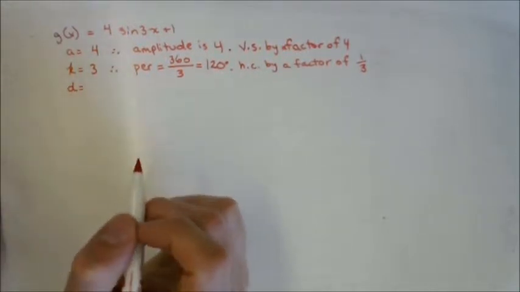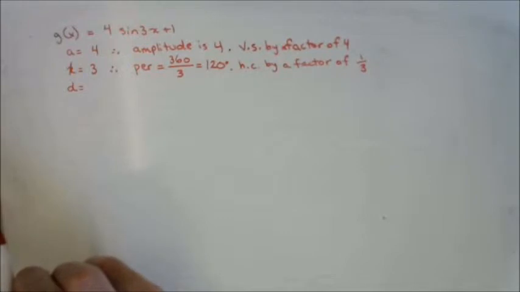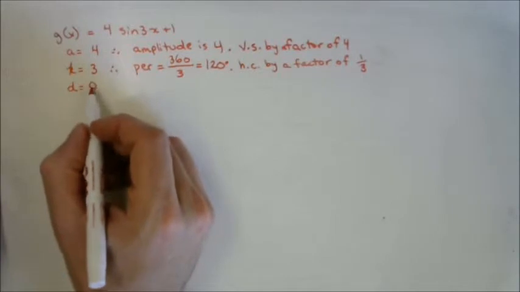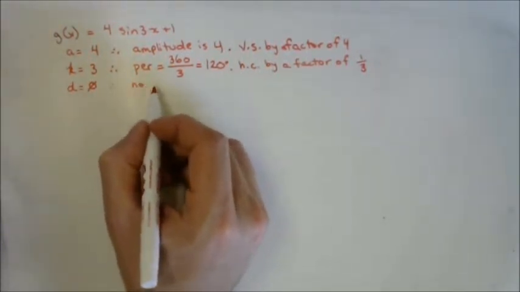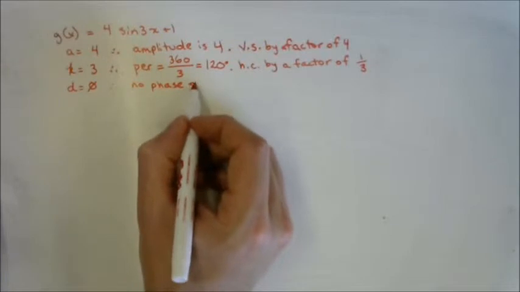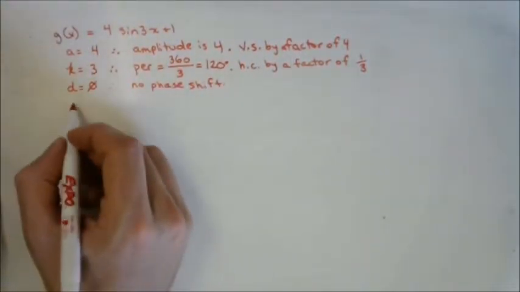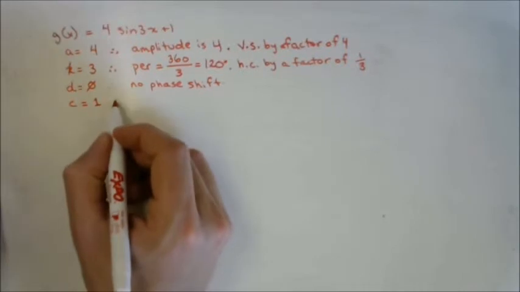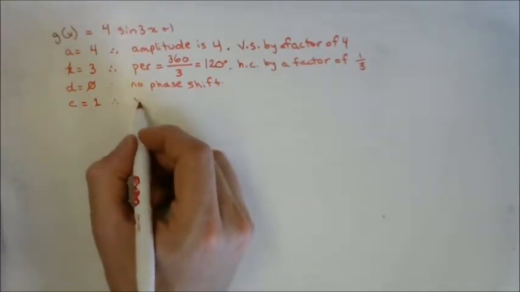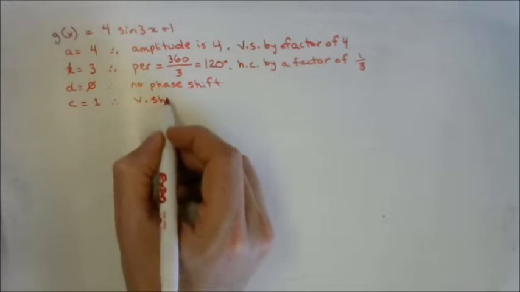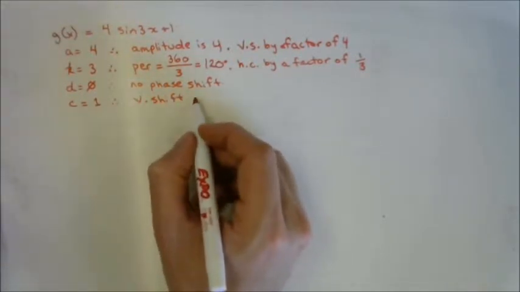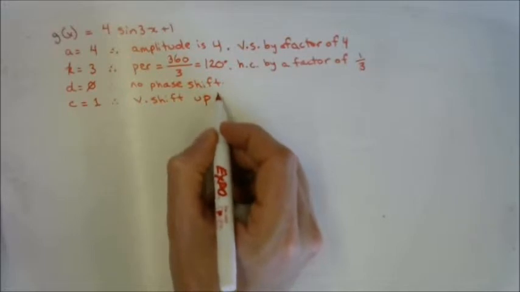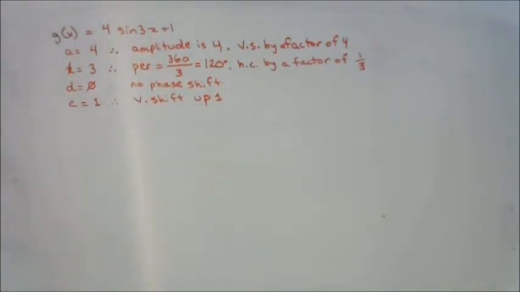D. Is there a phase shift here? Is anything in brackets with the x? Nope. So D is 0. No phase shift. And C, 1. Therefore, there's a vertical shift. Yes, keep going. Translated upward. Good. So we've described the transformations to the graph. Okay? B.